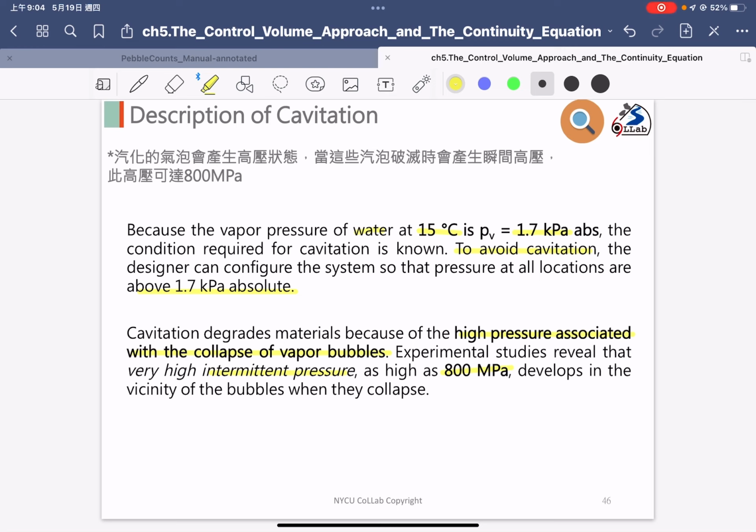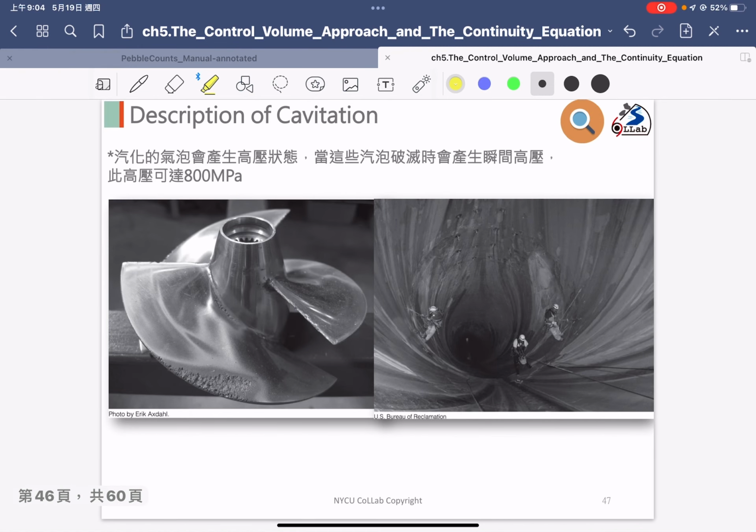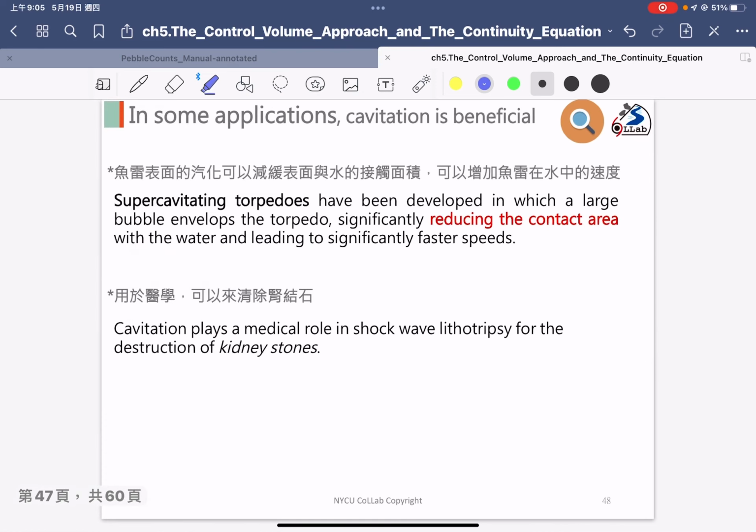So if your environment pressure is smaller than the vapor pressure, the cavitation phenomenon will occur. Okay, so what's the problem? As you can see, the surface will be broken by the vapor bubbles. And the destruction of the surface is also caused by the cavitation phenomenon. But cavitation is not always terrible, because we can apply its properties for some useful purposes.